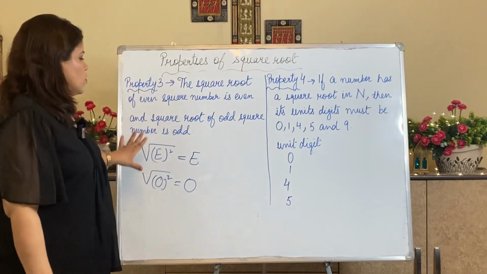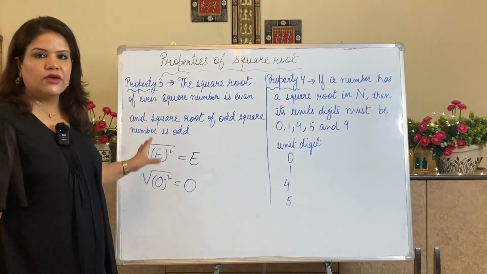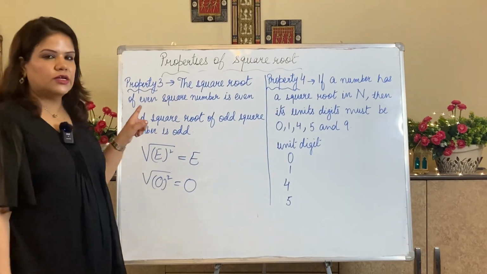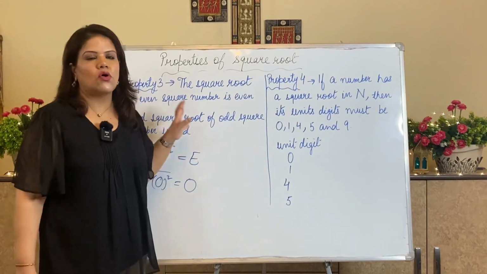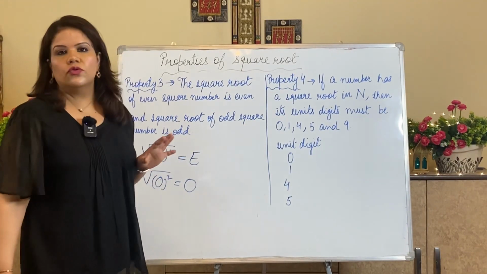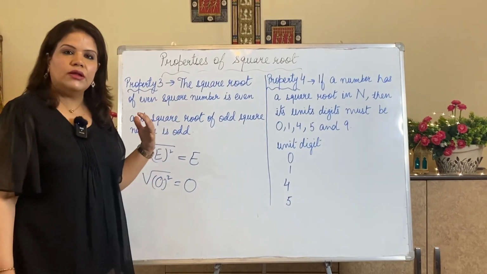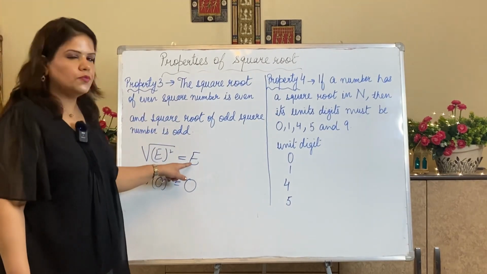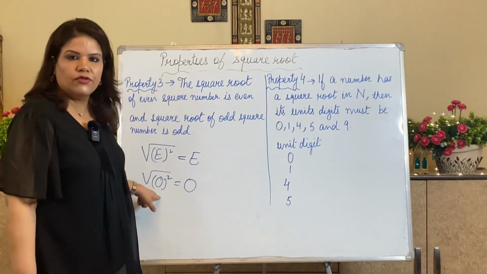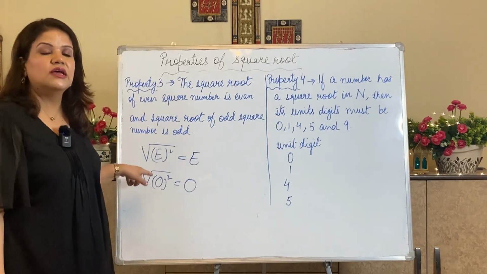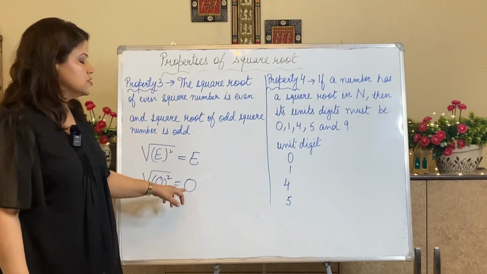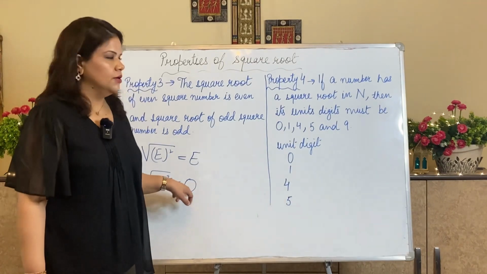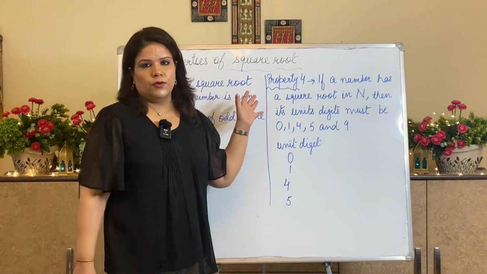So this will give you the indication of whether whatever answer you have got is right or wrong. If the number under the square root is even, then the answer should be even. If you have a number which is under the square root sign and it is odd, answer should be odd. Now property 4.